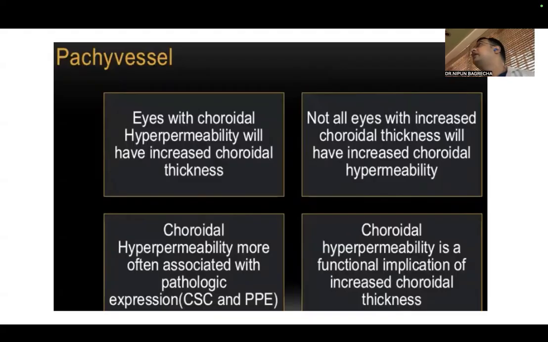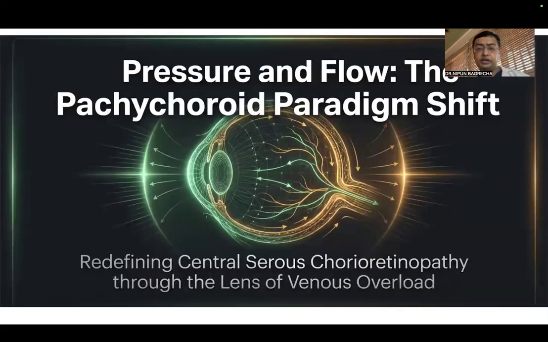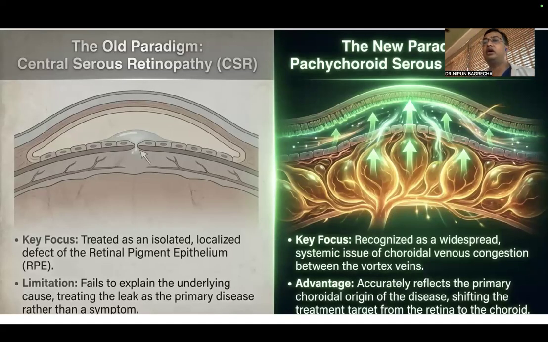But all said and done, Girdhar et al. studied patients with leptochoroid, and 20% of them, with a thinner choroid, also had polypoidal choroidal vasculopathy. So pachychoroid is a continuing spectrum. What causes pachychoroid? There was an old concept of CSR which said that an isolated localized defect of the retinal pigment epithelium causes the CSR. Now the newer concept is related not to the retina, but to choroidal venous congestion.